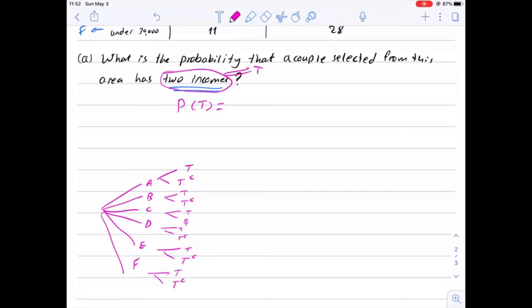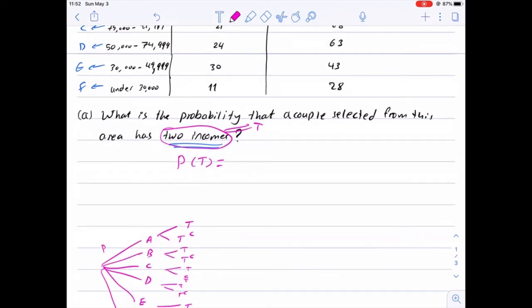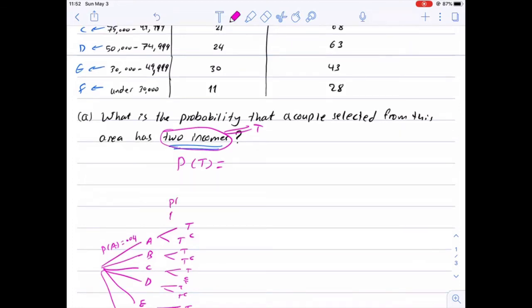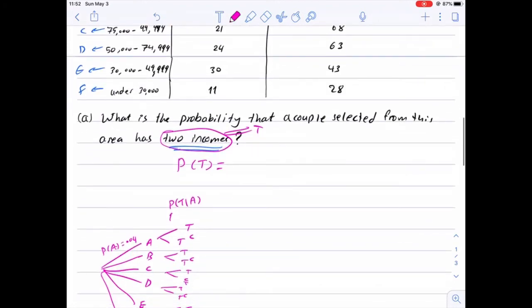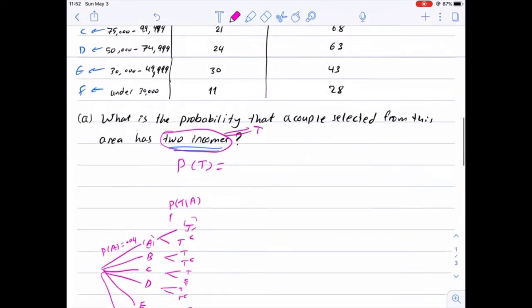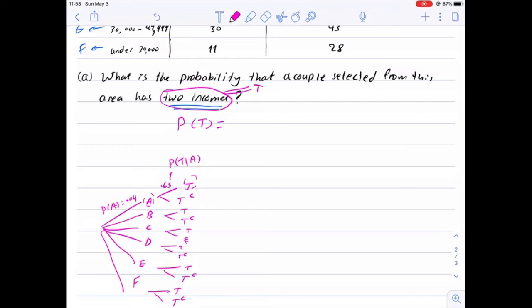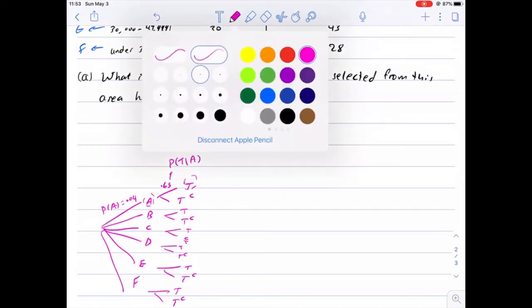Okay, now probability of A is just 4%, which is 0.04. And probability of T given A, obtaining T given that A has already occurred, is 65%, or 0.65. And we do this for all other branches.